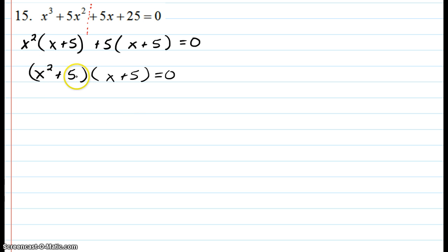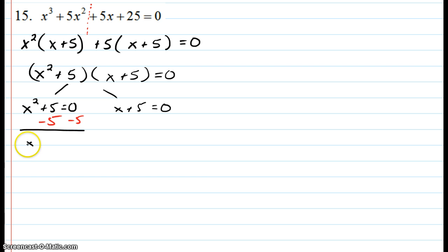And so now we look at the x squared plus 5. Can we factor it? And since this is a positive, the answer is no. And so what we're going to do is we're going to split these two and make them equal 0. And this one you can probably look at and solve, so you may not need to do that step. So I have minus 5 here. And I get x squared equals negative 5.